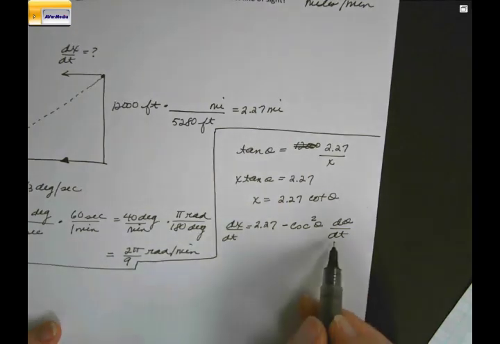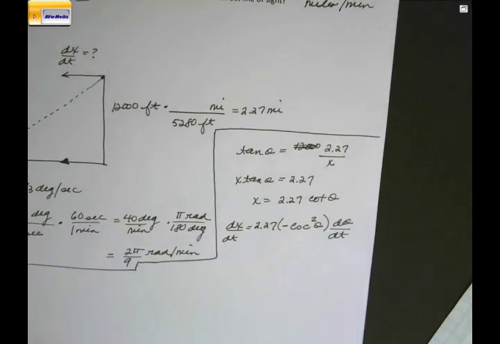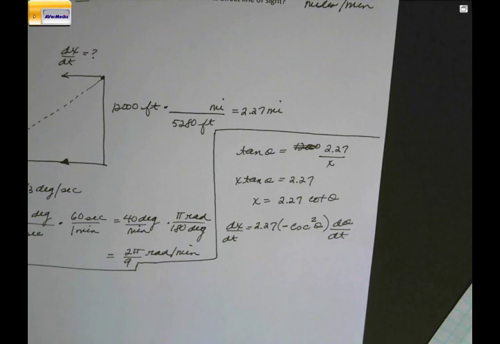d theta dt is given to be 2 pi over 9 radians per minute. I better put this in parentheses. And cosecant theta is 1 over sine theta. And what is theta? Did they tell us that? Yeah, at 30 degrees. Okay.